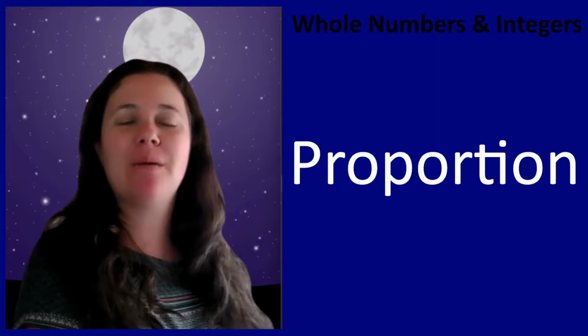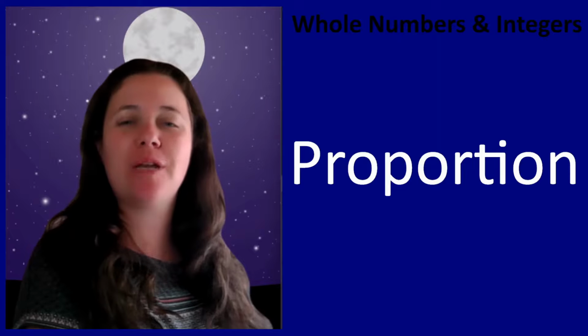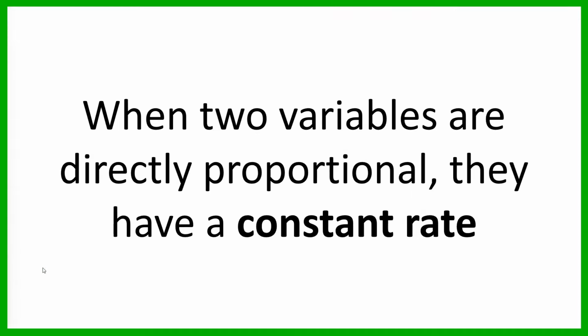Hi, today we're going to be learning about proportion. We're going to start off by looking at what direct proportion is. When two variables are directly proportional to each other, they have a constant rate. So for instance, if your two variables are distance and time, then the rate of distance versus time is speed. If the two variables are directly proportional, that means that you have a constant speed.